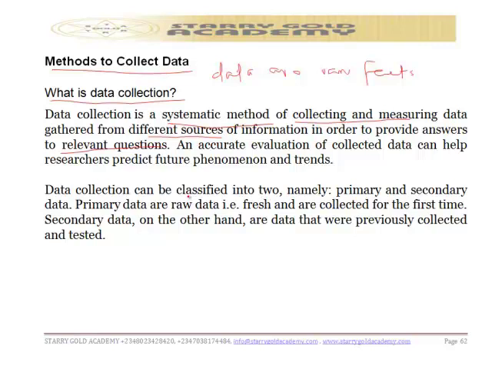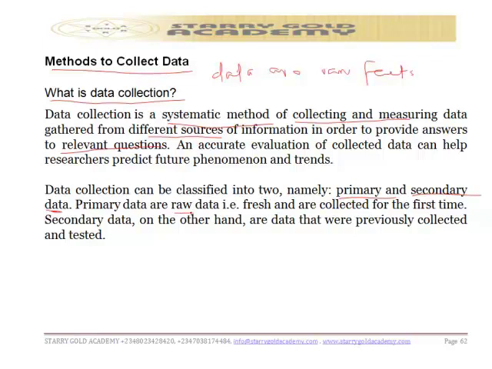Now, this data can be from two sources, namely primary and secondary sources. And the source where you get data determines the type of data. So the one you get from the primary source, we call it primary data. And the one you get from a secondary source is known as secondary data.